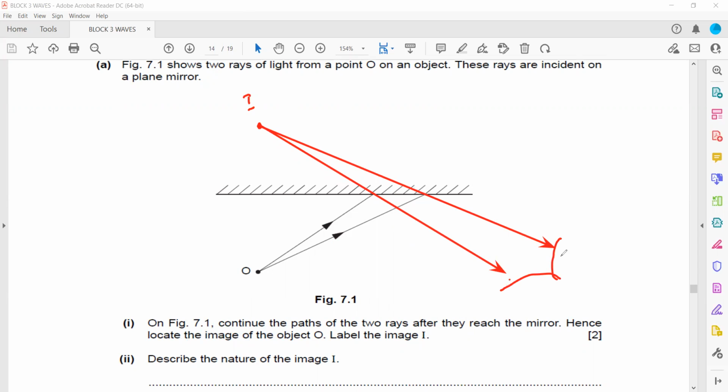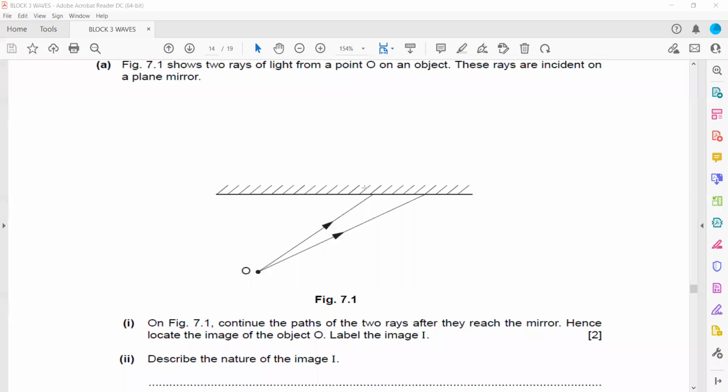And here we will have an eye. A common mistake students make is that they try to complete these two rays first and then try to locate the position of the image. And if there is a small difference in the angle, you will not get the correct position. So the simple way is to measure the distance between the object and the mirror, then measure the same distance on the opposite side for the image, and draw the two rays from the image to the mirror.